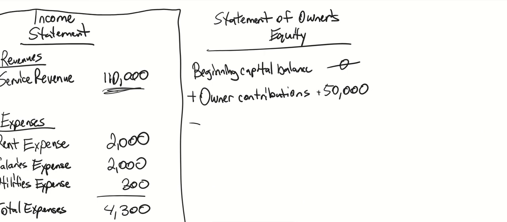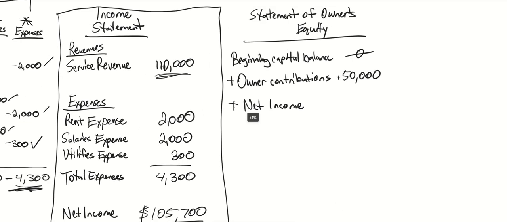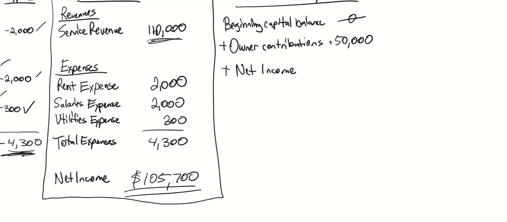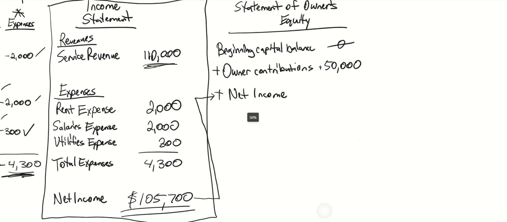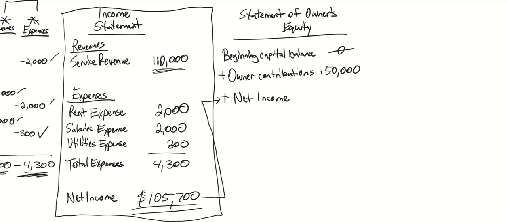Next account, or the next thing we're going to put in here in the statement of owners equity is going to be your net income. All right. This is based on how the company performed. So that performance is going to be included in the statement of owners equity. So what I'm going to do is draw a little arrow there, just letting you know that this net income here that is going to be shown in the statement of owners equity is coming from the income statement. So this is going to be a plus 105,700.